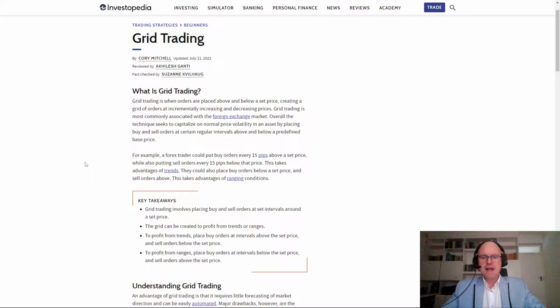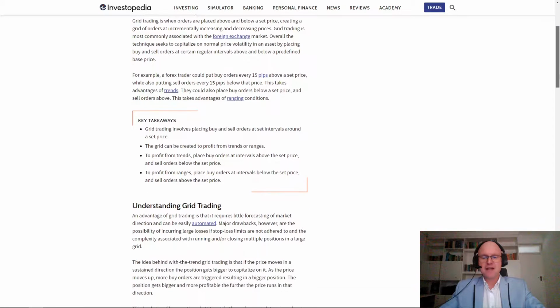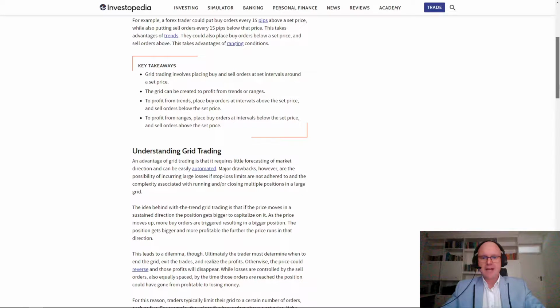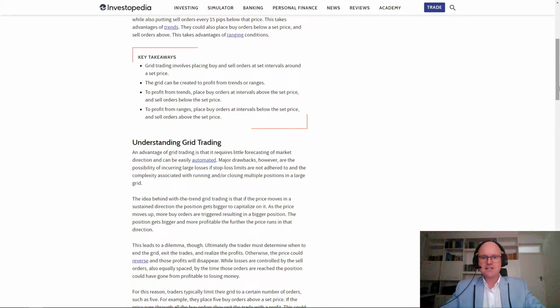Now, the main idea behind grid trading is that you don't need to predict the direction of the market because the system is designed to make profits during both trending and range-bound markets. Some of the major drawbacks are the possibility of incurring large losses if the stop loss limits aren't adhered to. And there's also a bunch of complexity associated with running or closing multiple positions in a large grid.